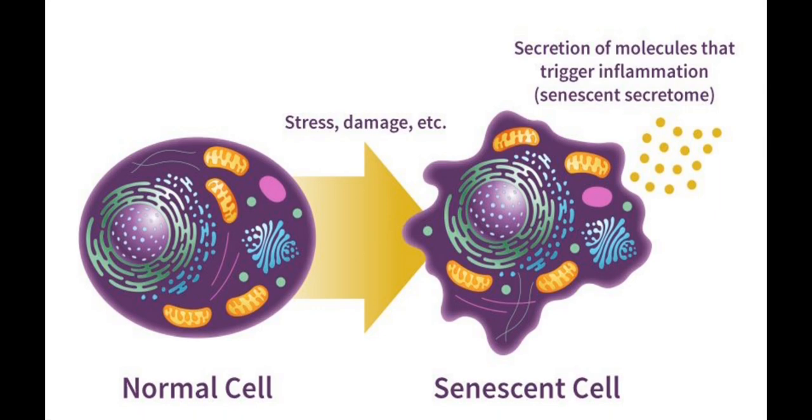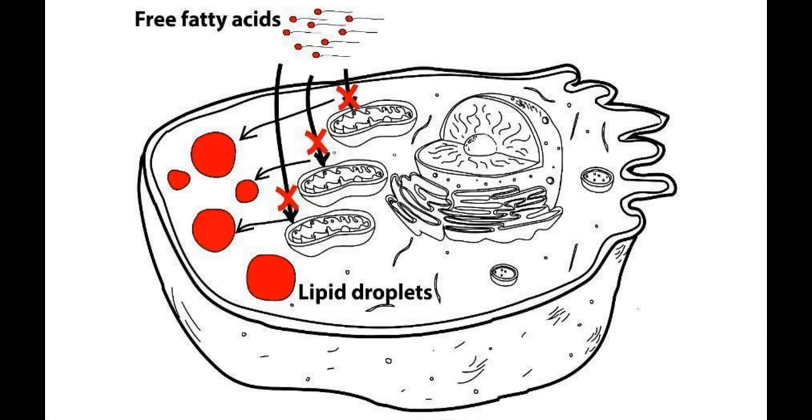So here we see schematically how the zombie cells are different from a normal cell. It is changing shape. The nucleus is getting larger. The number of mitochondria also increases, and these cells are hyperactive. They are hyperactive in production of these signal molecules, which are senescent secretomes, the senescence-associated secretory phenotype.